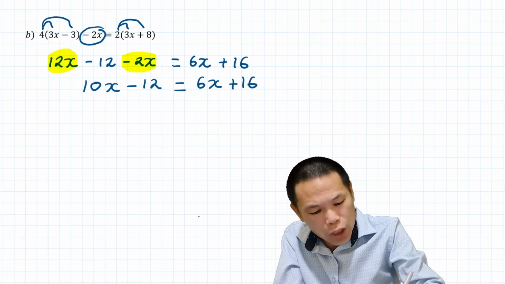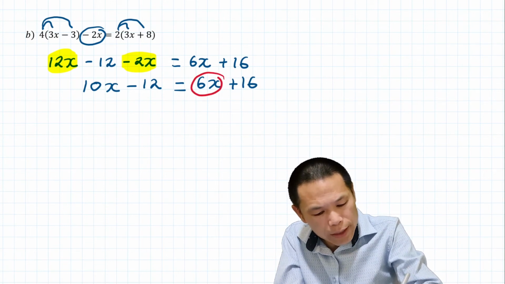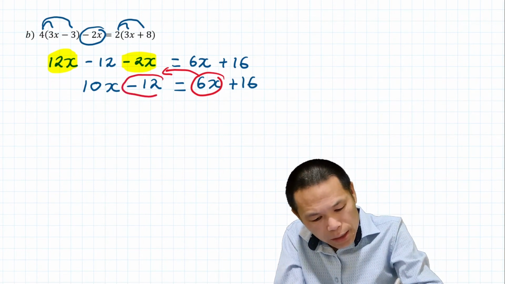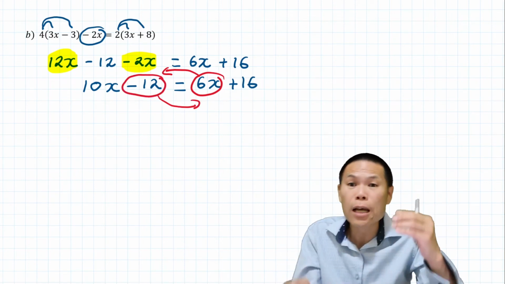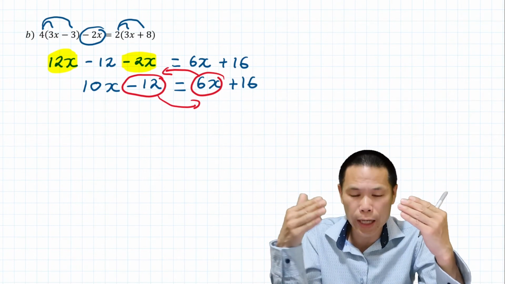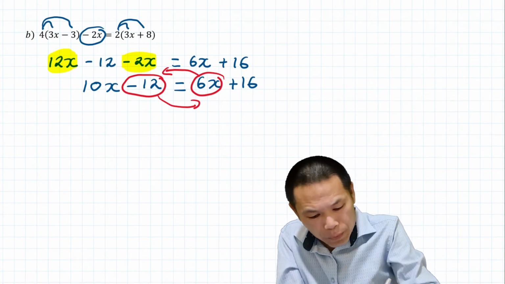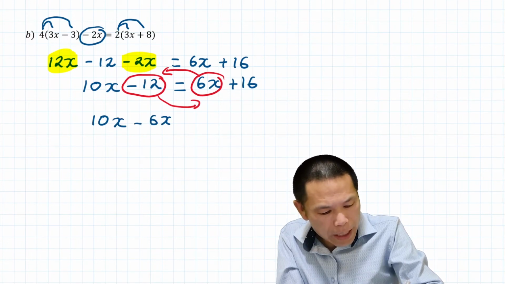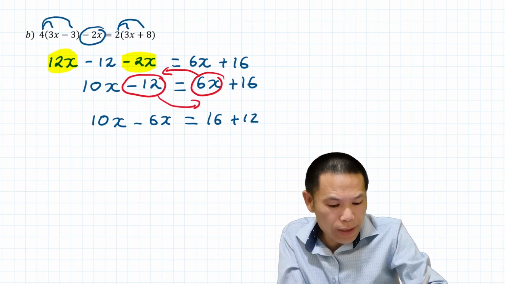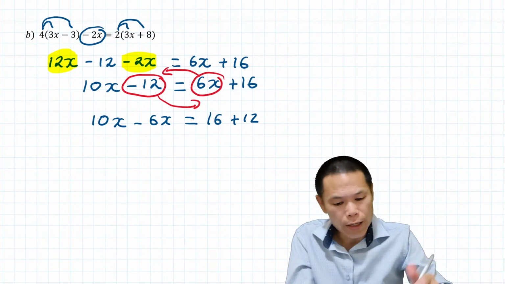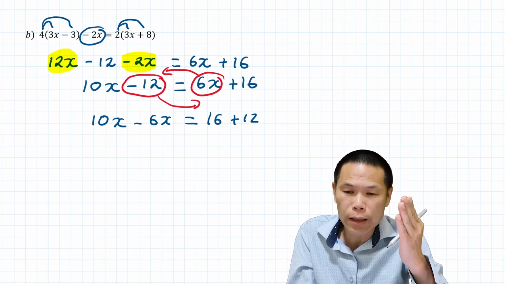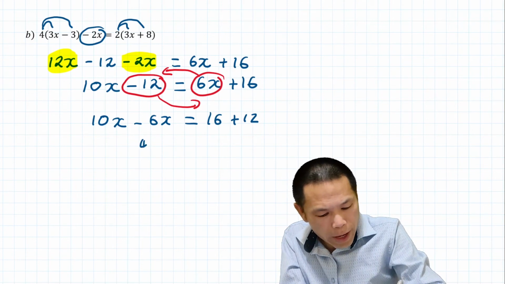So now I could just go 6x is positive 6x and moving to the other side becomes minus 6x. And then this is minus 12 and moving to the other side becomes plus 12, okay? So therefore, we have 10x minus 6x. And then we have 16. And then the 12 becomes plus 12 because it's negative 12. We move it to that side, okay? So now we just collect like terms. So 10x minus 6x is 4x. So we write down 4x.